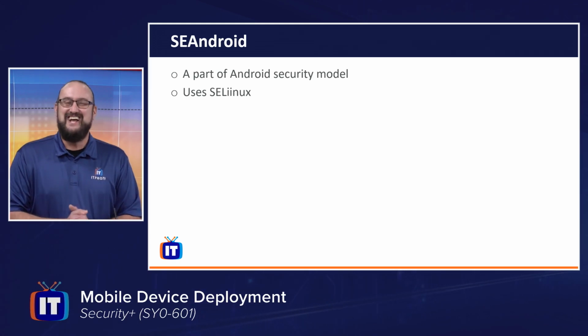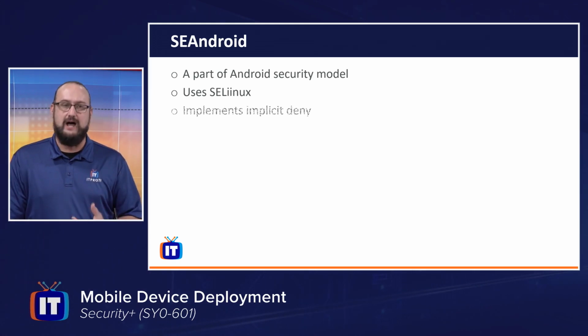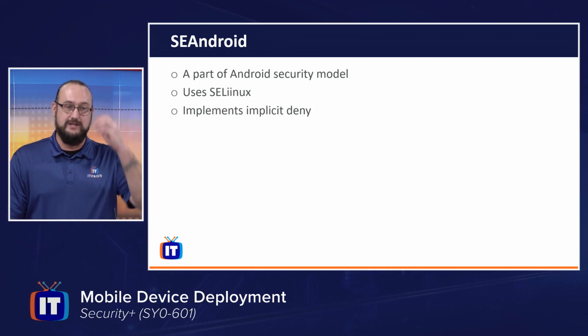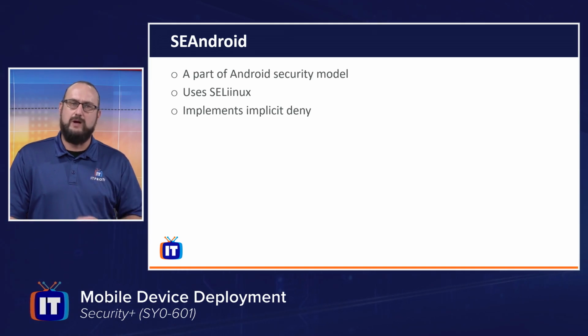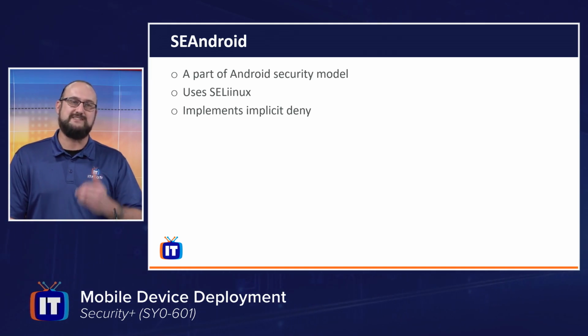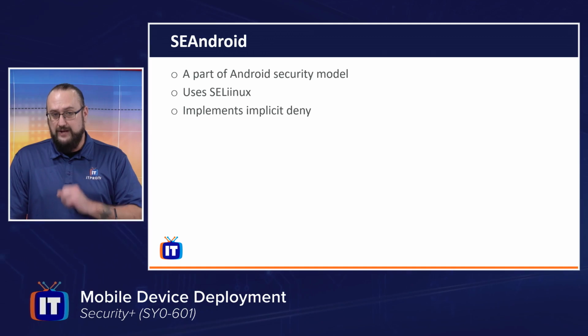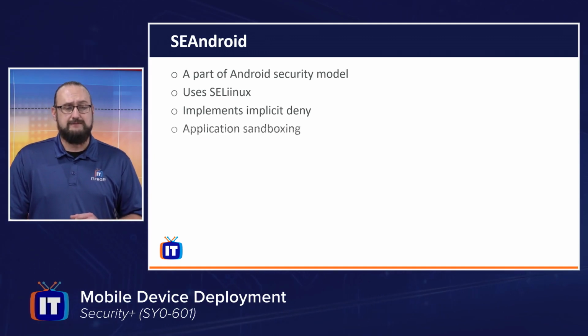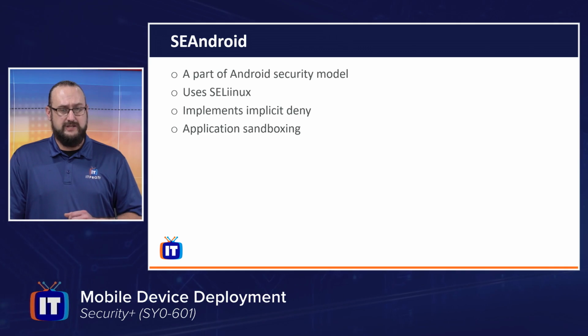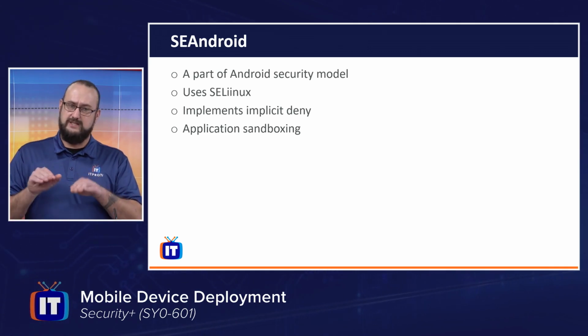Right, and the security model is an implicit deny. We've talked about that before. Remember, just like we've talked about with firewalls, implicit deny says anything that isn't explicitly allowed is going to be blocked. Now, the other cool thing about SE Android is that it does application sandboxing, all right? Remember what sandboxing is, right?